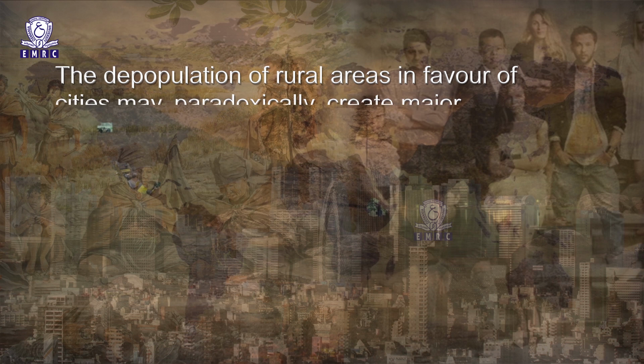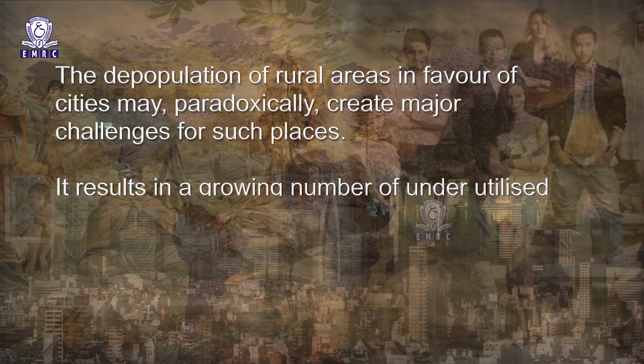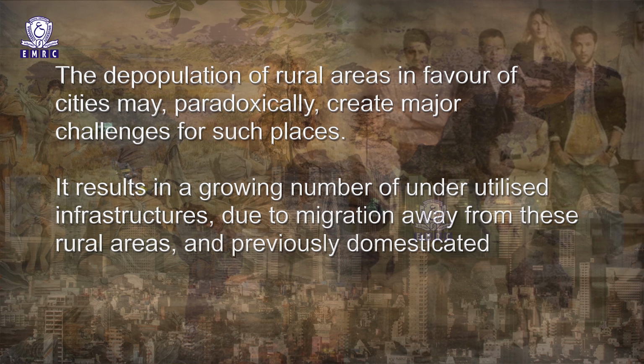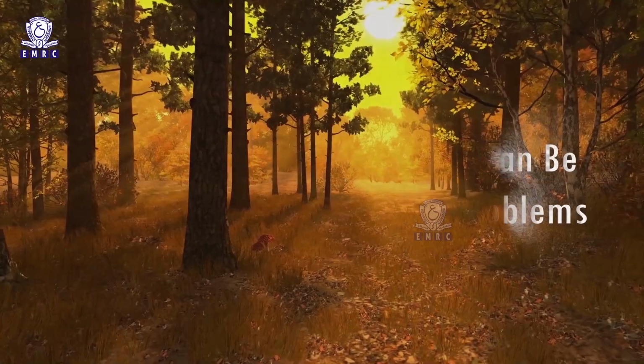The depopulation of rural areas in favor of cities may paradoxically create major challenges for such places. It results in a growing number of underutilized infrastructures due to migration away from these rural areas, and previously domesticated landscape whose ecosystems deteriorate without human attention.